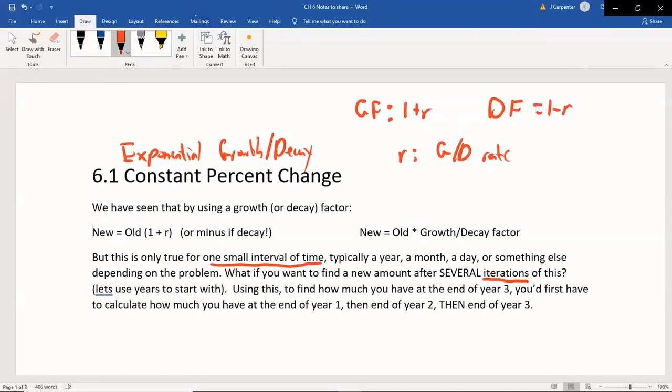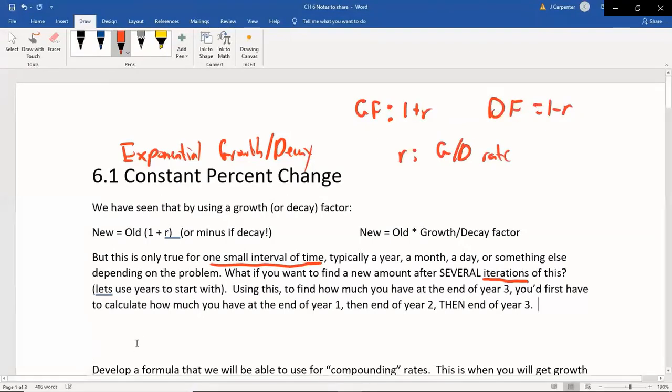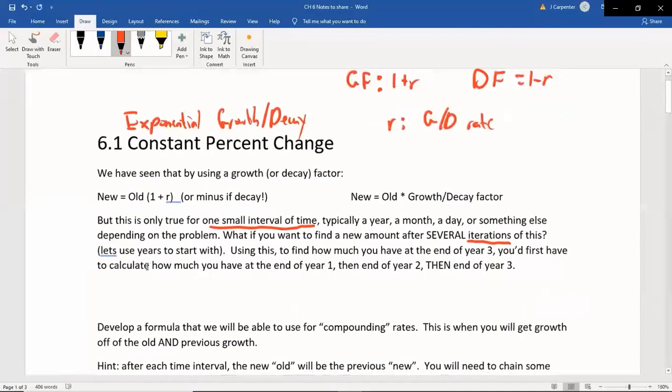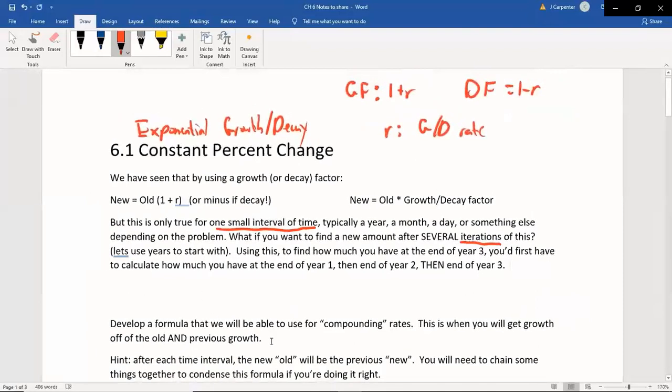All right. So again, iterative method, new equals old times growth factor. Is everything with a percent a growth factor? No. You have to understand the concept. And some of you did pretty good with that idea on the previous test. Some of you were trying to do one type of percent problem and another type of percent problem, so you've got to get your ducks in a row. So here's what we're going to do. We're going to develop a formula that we will be able to use for compounding rates.